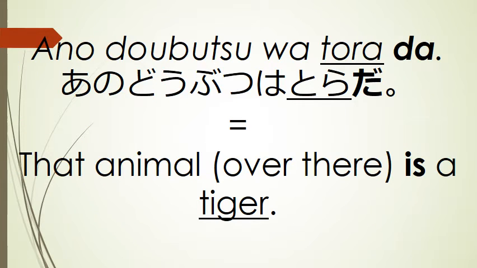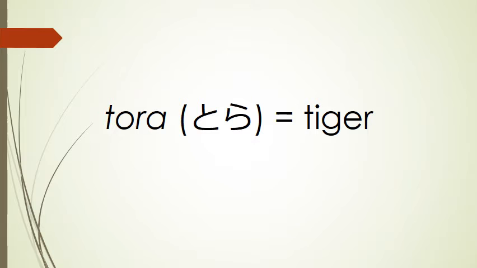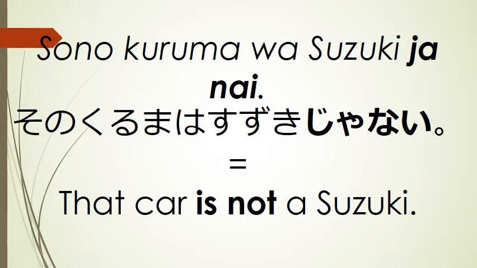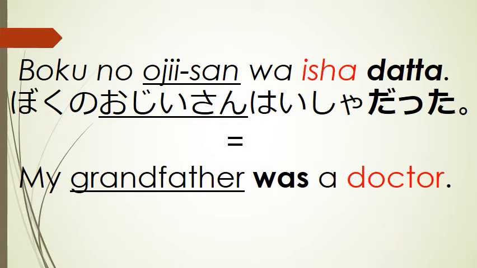So if I said, ano doubutsu wa tora da, that would mean that animal over there is a tiger. And tora means tiger. If I said, sono kuruma wa Suzuki janai, that would mean that car is not a Suzuki. And if I said, boku no oji-san wa isha datta, that would mean my grandfather was a doctor.